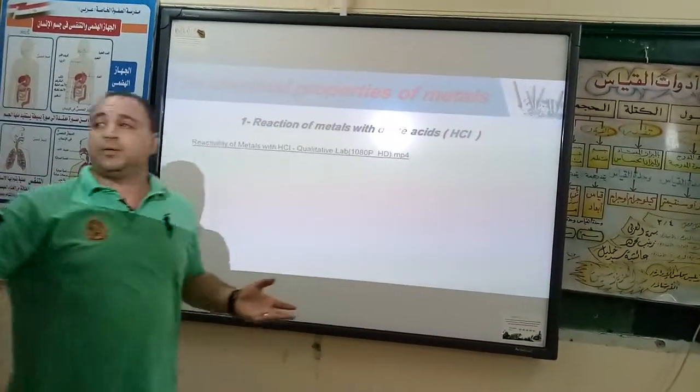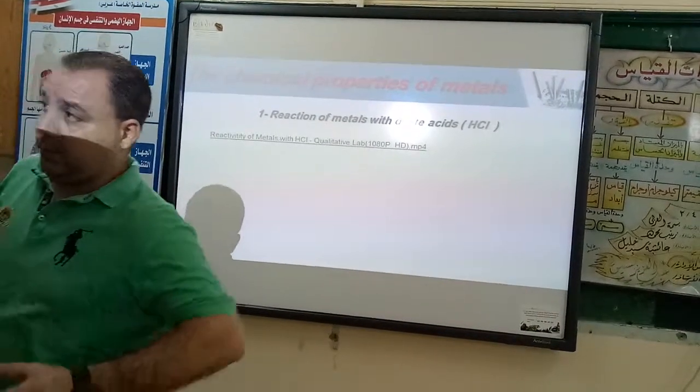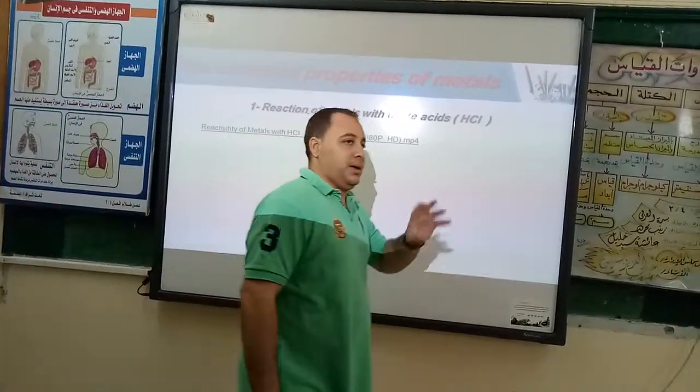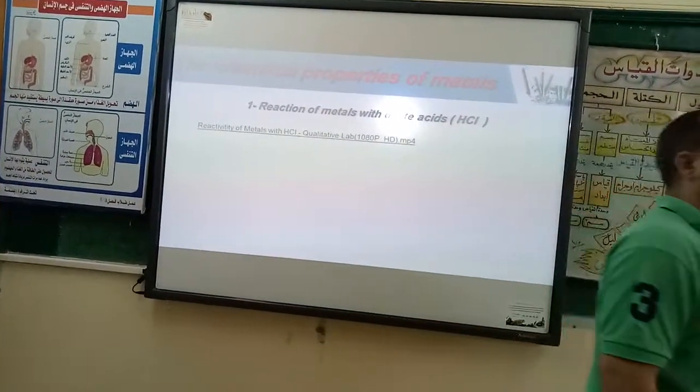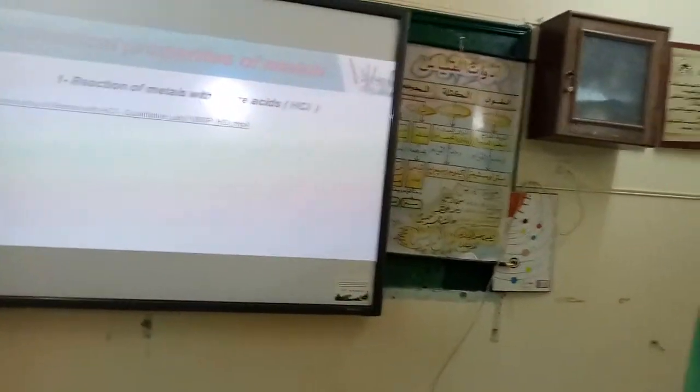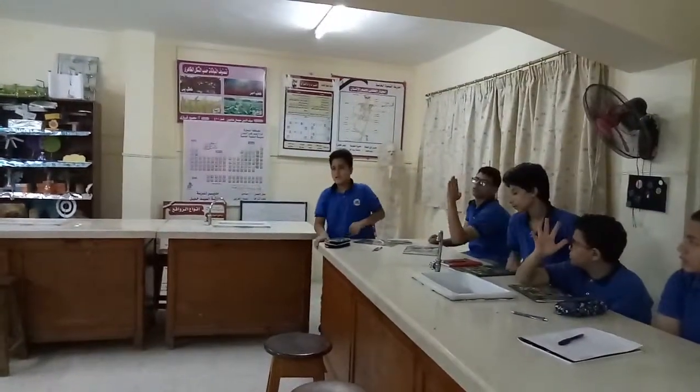These reactions prove the reaction of metallic elements with dilute acids. As for copper, there is no reaction between copper and dilute acids, as copper is a less active metal in the chemical activity series. What is meant by chemical activity series? Anybody know what is meant by chemical activity series?